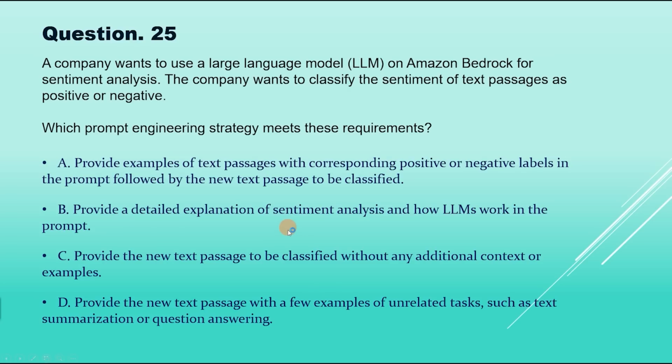So the correct answer here will be option A. Provide examples of text passages with corresponding positive or negative labels in the prompt, followed by new text passages to be classified. Because by providing examples of text passages along with their corresponding sentiment labels, that is positive or negative, the model can learn from these examples how to classify the sentiment of the new text passages effectively. So option A is correct here.